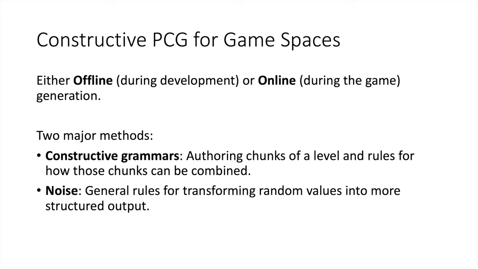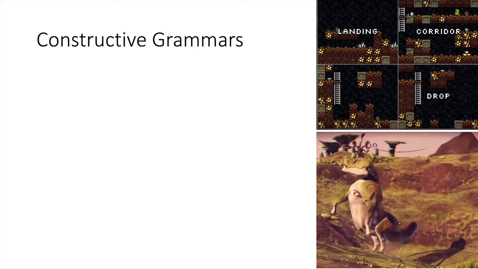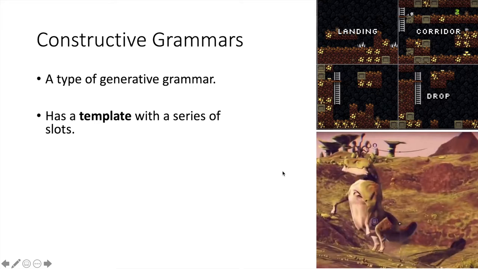Okay, so let's start with constructive grammars. Constructive grammars are basically the thing I was describing last week with generative grammar. It's a type of generative grammar. It has a template with a series of slots. Those slots could be, for example, head, torso, arms, legs, tail. Or they could be landing, corridor, drop for a Spelunky level.